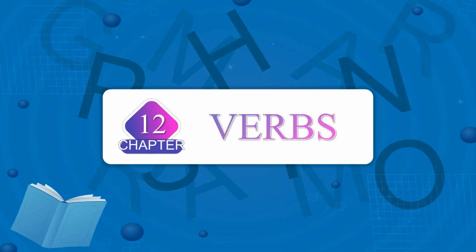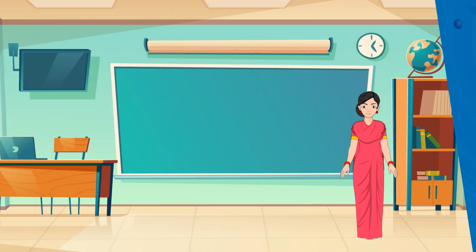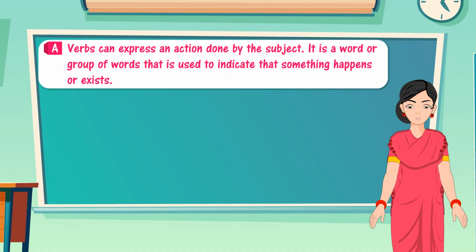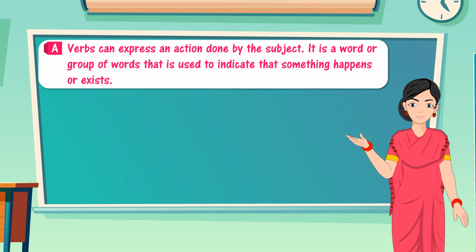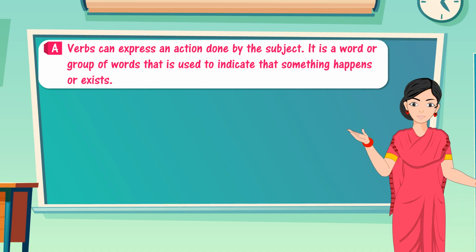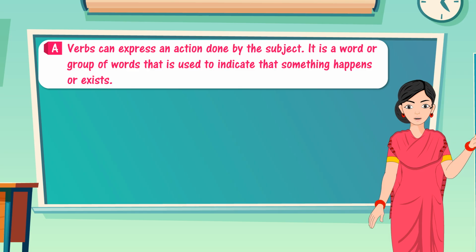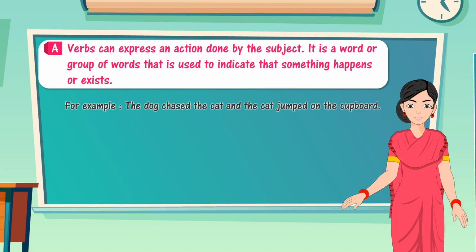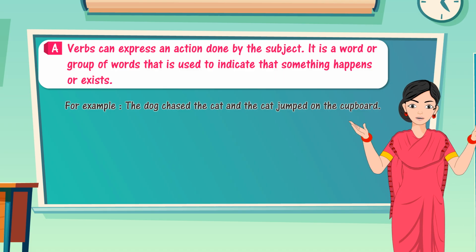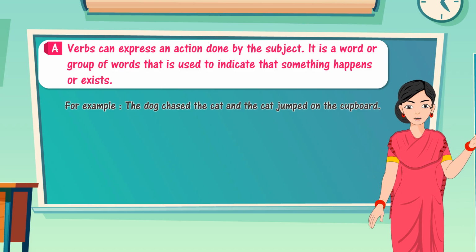Chapter 12. Verbs. A verb can express an action done by the subject. It is a word or group of words that is used to indicate that something happens or exists. For example, the dog chased the cat and the cat jumped on the cupboard.